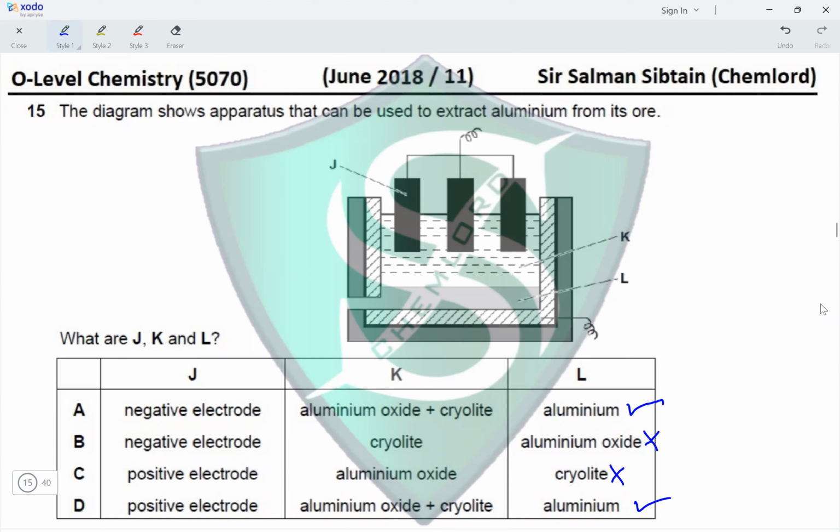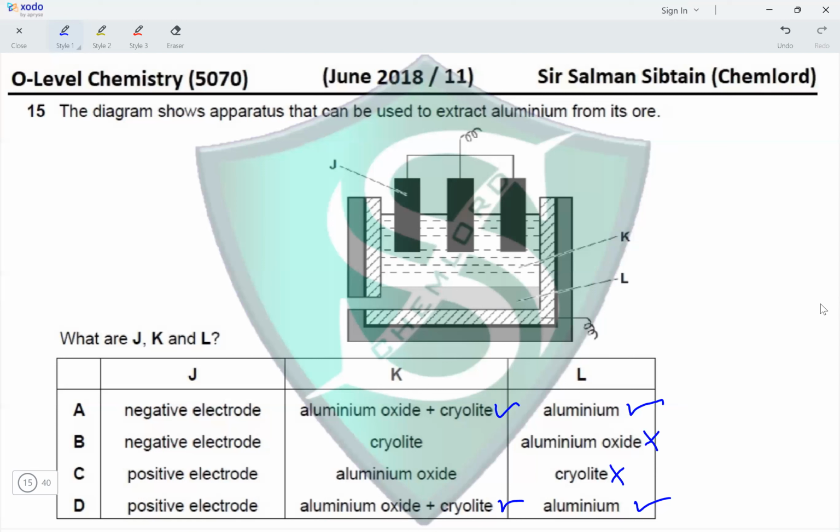Next, K is the electrolyte, which is bauxite. Bauxite is aluminium oxide dissolved in cryolite, and dissolved in cryolite makes it the electrolyte. So it should be aluminium oxide in cryolite, which is present in both options A and D. And finally, J. J is the anode. Anode is where oxygen gas is produced, and the anode is made up of carbon. So J is the anode.